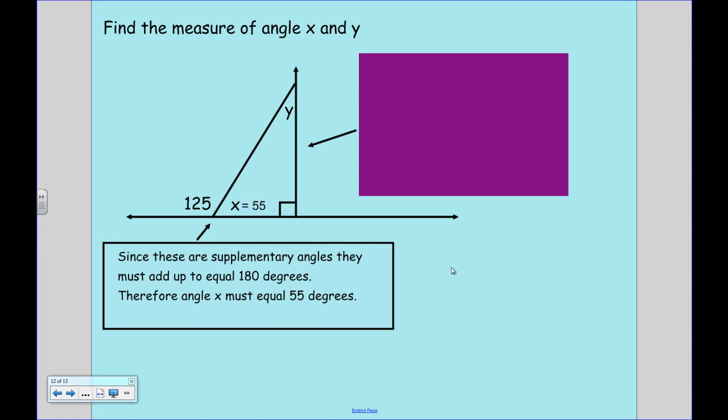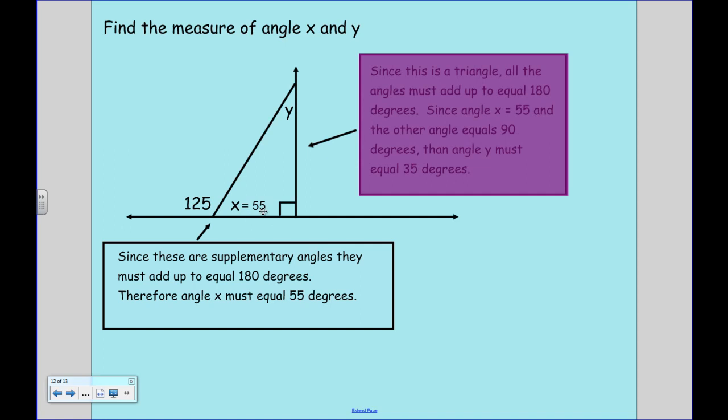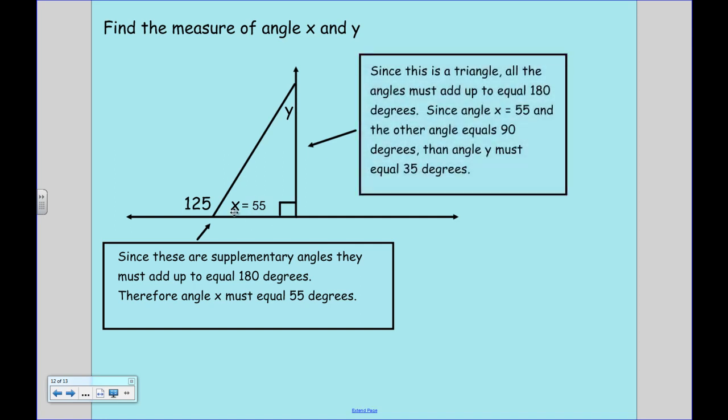So what I've just figured out is that angle X is equal to 55 degrees. Now that I know that X is 55 degrees, I can now use that information to help me find Y. And the one thing that I can see from my diagram is that X and Y are inside of a triangle. If they're inside of a triangle, that means together they have to add up to equal 180 degrees. So all three of these angles must equal 180. Well, I know that this angle here is 90 degrees, and I just found that angle X is 55 degrees, so I can easily now find angle Y.